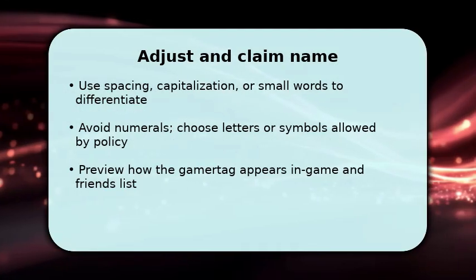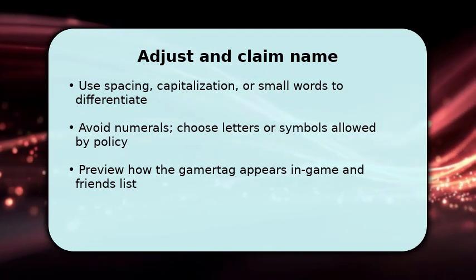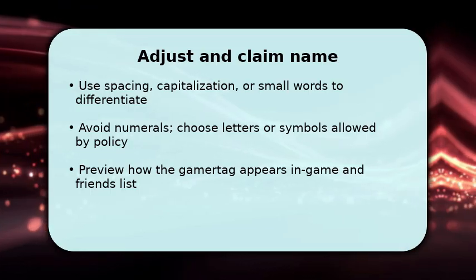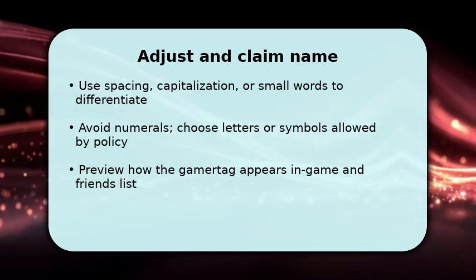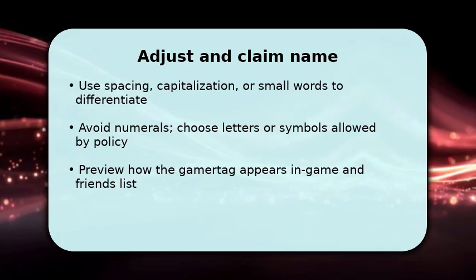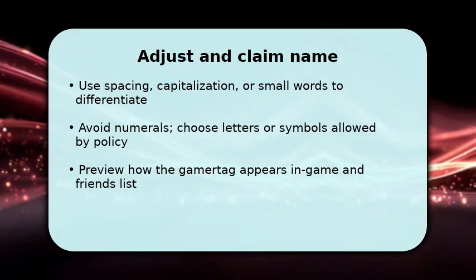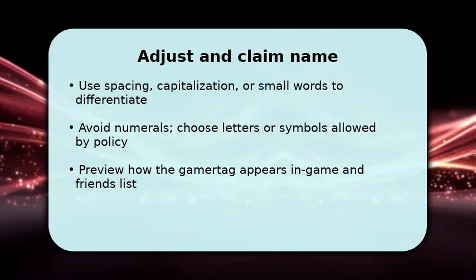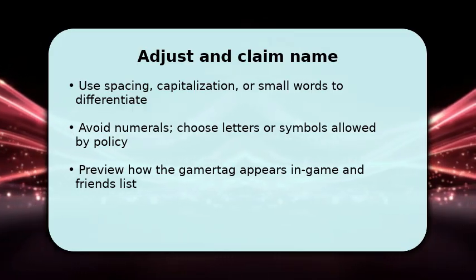Next, you refine and claim the name. Try inserting a small word or changing capitalization to create uniqueness while keeping no numbers, because Xbox allows duplicate names with unique tags. Use only permitted symbols and letters. Avoid special characters that Xbox blocks. Once you find an available option, follow the on-screen prompts to confirm the change and pay any fee if required. After confirming, check how it displays in menus and friends lists to ensure readability and consistency.